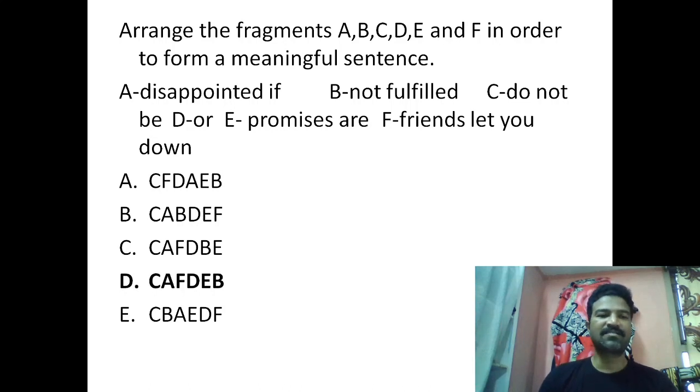Well, the correct answer is option D, CAFDEB. Let's put it into proper order. Begin with C, do not be. Next A, disappointed if. Next F, friends let you down. Next D, or. Next E, promises are. Next B, not fulfilled. So let's read it together.